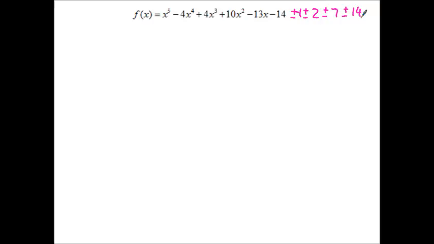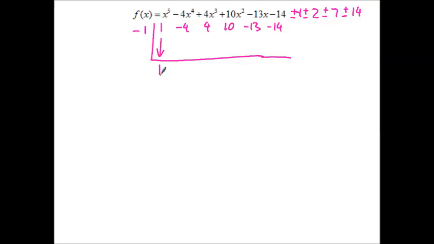I have a hunch that for our synthetic division we should start off with a negative 1. Wink wink. Right? So let's set up our synthetic division. Our box needs to be a little bit bigger this time. And our coefficients in here are 1, negative 4, 4, 10, negative 13, and negative 14. Even bigger than that.